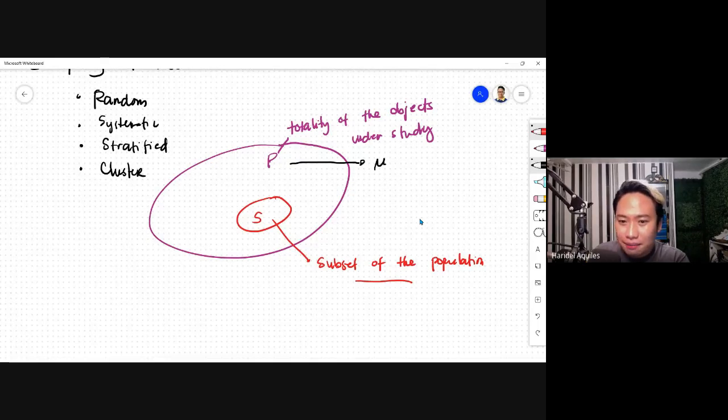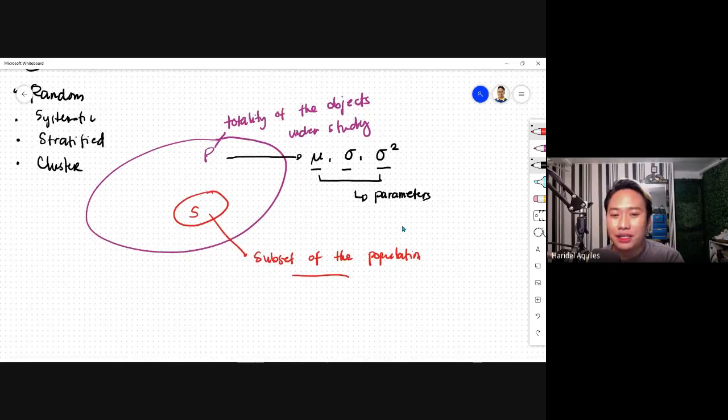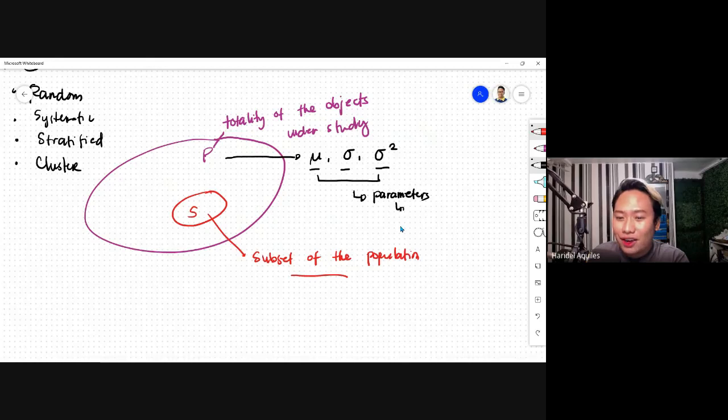Under the population, guys, we have what we call values or numerical components. We have this symbol, and this symbol. This is what we call the population mean, the population standard deviation, and this is the population variance. These three, we call parameters. How do we define parameters, guys? Parameters are numerical descriptors from the population, or numerical values from the population.